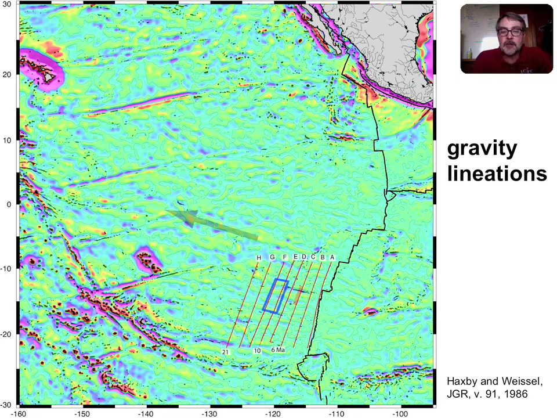The other thing that's really important, and you'll see this in the next slide, is that they seem to grow. So if we look at these gravity lineations along profile A, they aren't apparent at all. In profile B, they get a little stronger. C, they're a little stronger, all the way up to E and so on. And that's about where they max out, right about profile E, 10 million years or so.